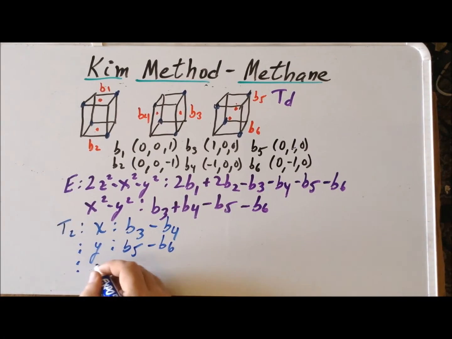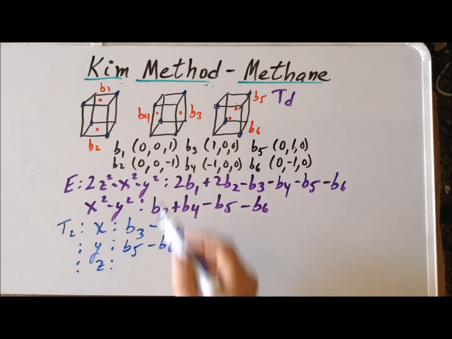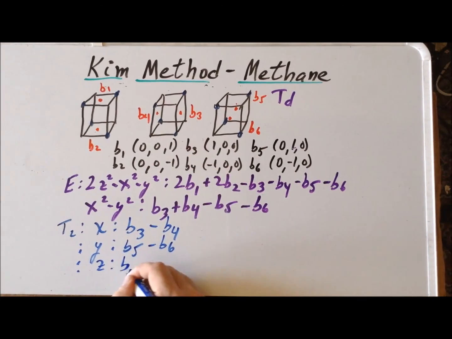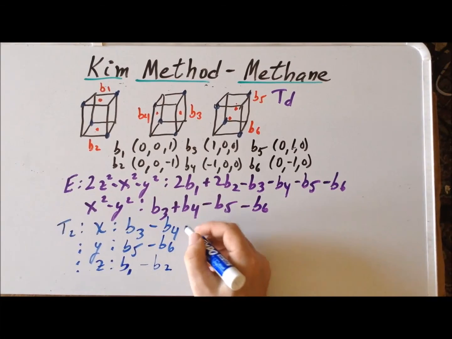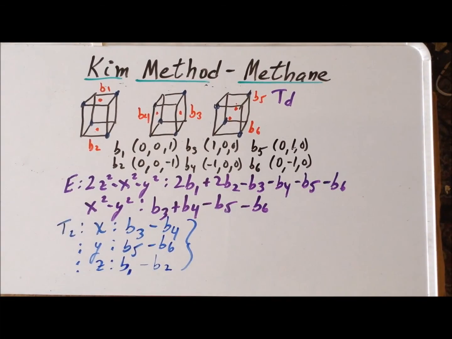And last but not least, we have the z basis function. And we notice that the only points that have a non-zero z coordinate are b1 and b2. b1 is plus 1, and b2 is minus 1. So these are the last three of the bending motions for methane.